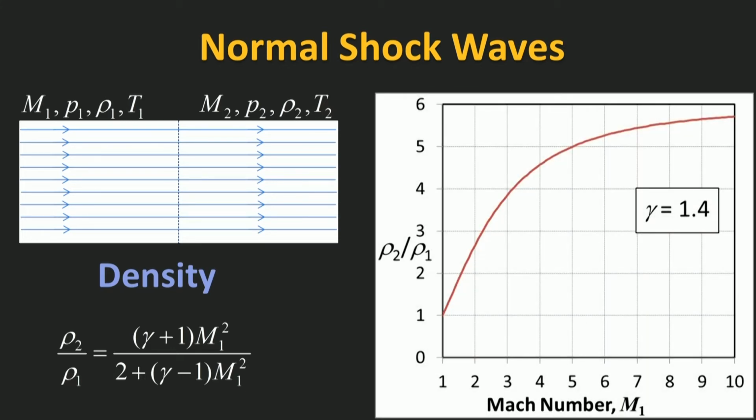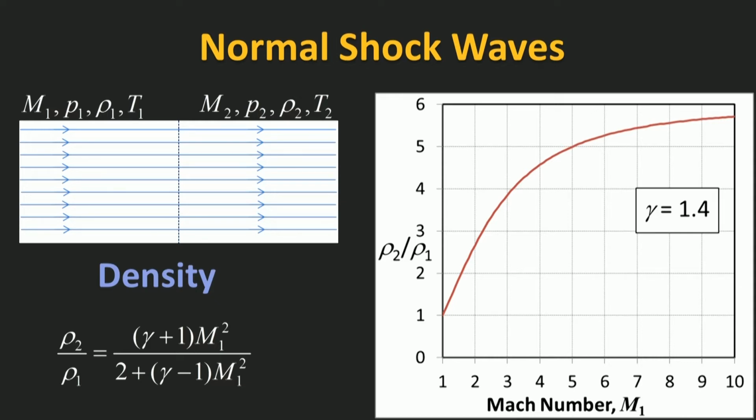So for a given value of gamma, we can plot how the density increases across a shock wave. This plot shows the density ratio vertically and the Mach number on the horizontal axis. I've plotted the results here for Mach numbers ranging from 1 to 10. This plot is for gamma equals 1.4. This is the value of the ratio of specific heats for air.